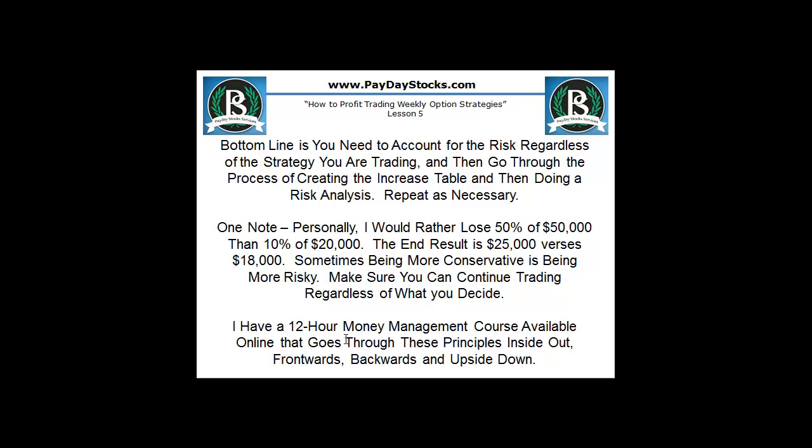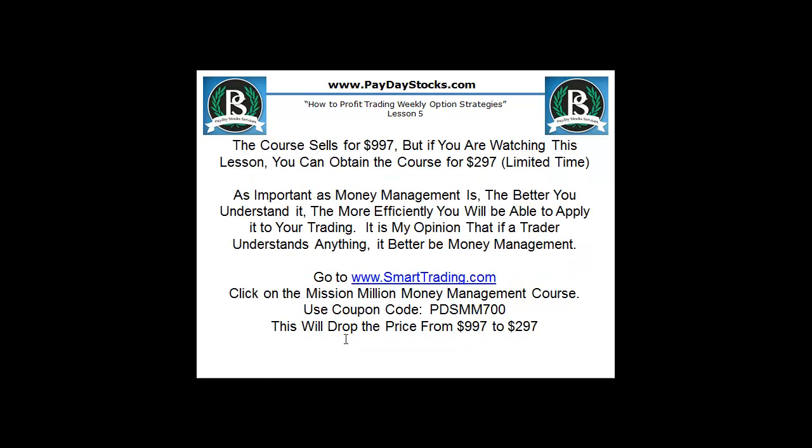As important as money management is, the better you understand, the more efficiently you will be able to apply it to your trading. Bottom line. So it's my opinion that if a trader understands anything, he better understand money management. Before he understands anything else, he needs to understand money management. If you feel like you understand it enough to be able to properly apply it to the PDS Trader Strategies with this lesson, great. If not, you get a great deal on this 12-hour course.